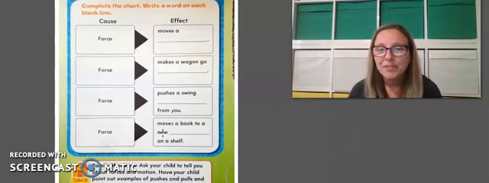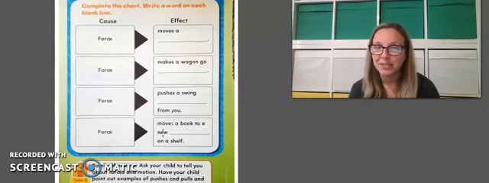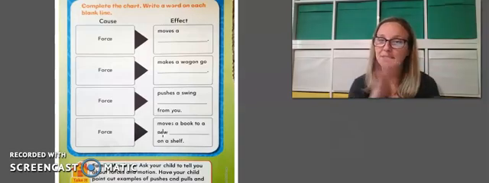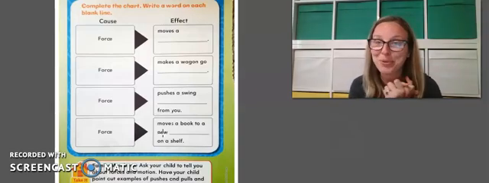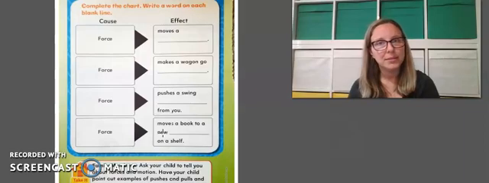Okay? When you are finished filling in those blanks, take a picture of both sides of that brain check page and upload it for me onto Class Dojo.